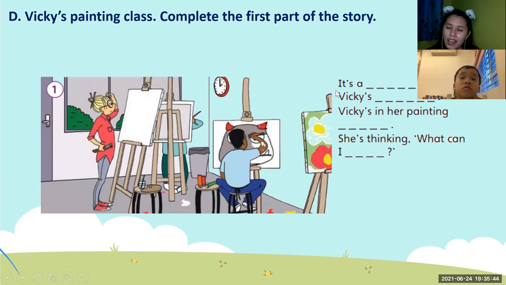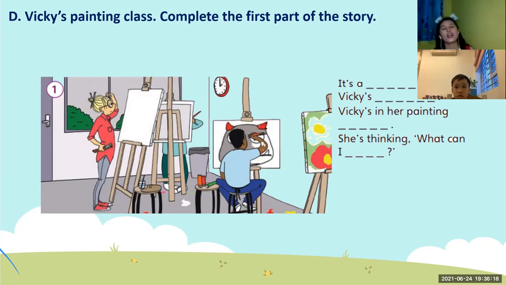All right. So let's try to complete the story here. Can we complete that? For example, yes. Okay, it's a blank day at Vicky's blank. Vicky's in her painting blank. She's thinking, what can I blank? Okay, do you have any idea? It should be based on the picture? Yes. Okay, can you share your idea?